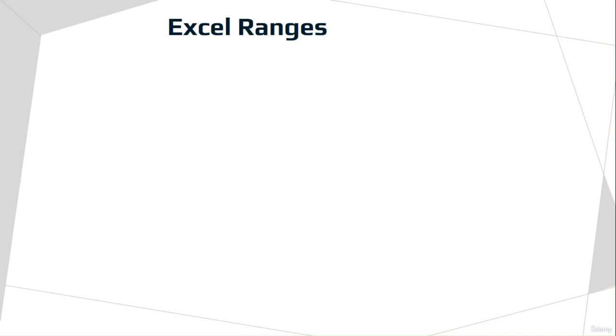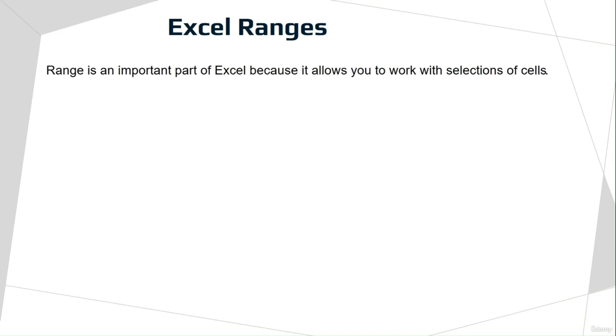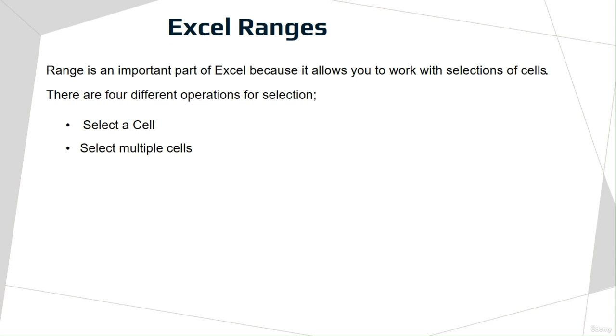In this lesson, we will be discussing Excel ranges. Range is an important part of Excel because it allows you to work with selections of cells. There are 4 different operations for selection: select a cell, select multiple cells, select a column, and select a row. These are the 4 different operations you can perform for selection.